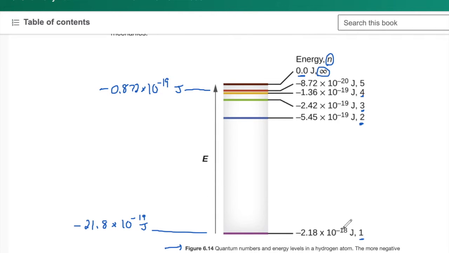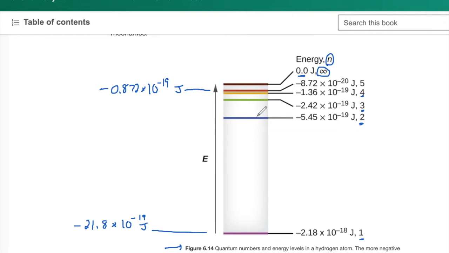So if we normalized the exponents so that they were all 10 to the negative 19, this would become negative 21.8 times 10 to the negative 19. This would become negative 0.872. The magnitude is increasing. They're becoming more negative as you go down from level 5 to level 1. So the lowest energy state is to have the electron at level 1.